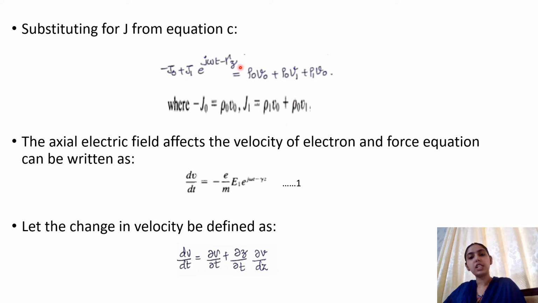Why have we written the expression for the current density J? Because our intention is to find a relation or an equation for the convection current which is occurring in the travelling wave tube.